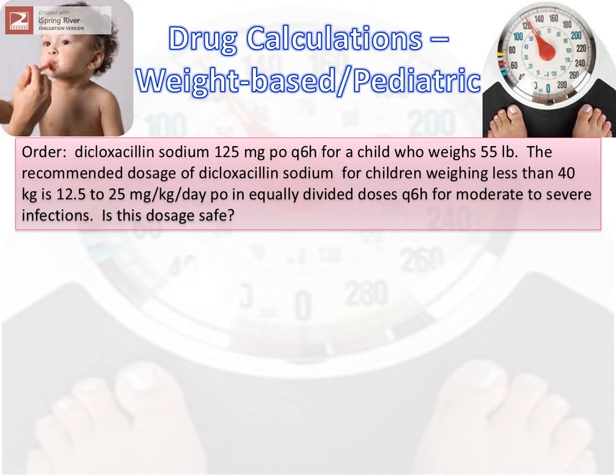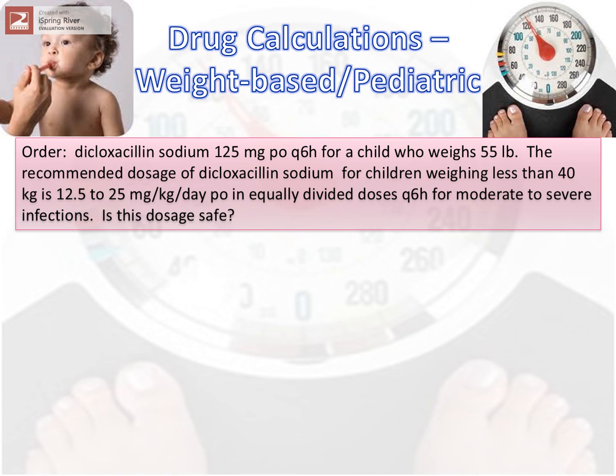Okay, so we're going to go to weight-based and pediatric drug calculations. For the purposes of the drug calculations, weight-based adult calculations are very similar to pediatric calculations. You are going to have to remember your pounds to kilograms conversion factor. We're going to start with, the order is dicloxacillin sodium 125 milligrams PO Q6 hours for a child who weighs 55 pounds.